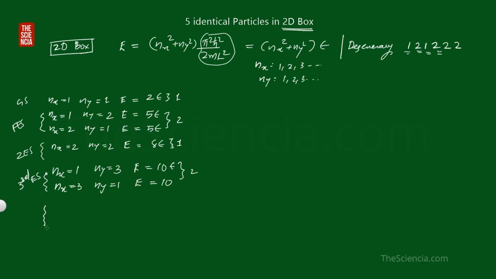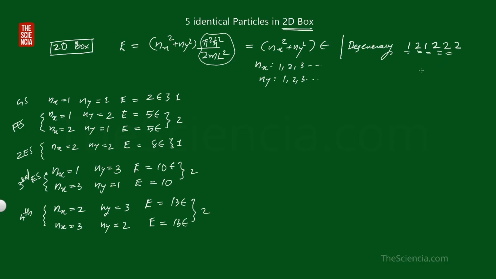And another combination of nx and ny: nx can have value 2, ny can have value 3. Therefore, energy is equal to 9 plus 4, that is 13E. And if nx equal to 3 and ny equal to 2, then also we will get energy equal to 13E. So here also it is doubly degenerate, and this is the fourth excited state.